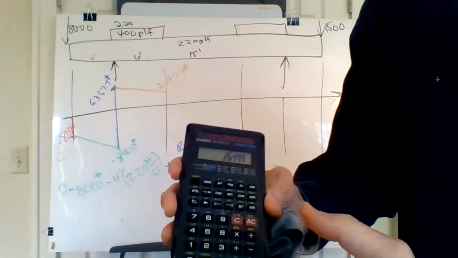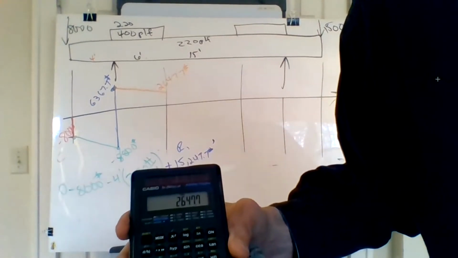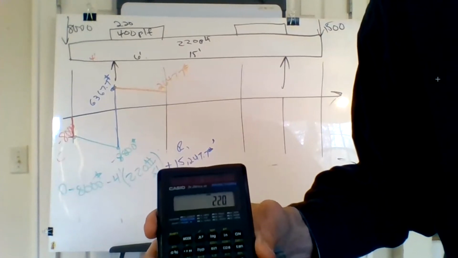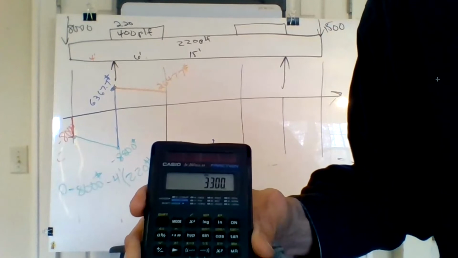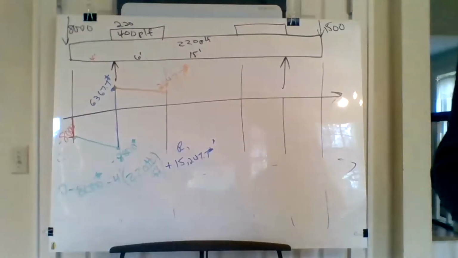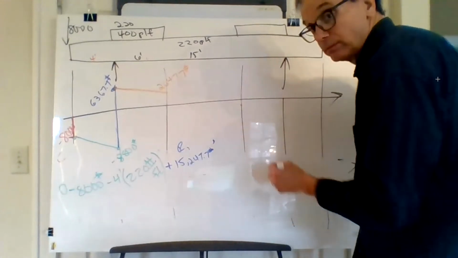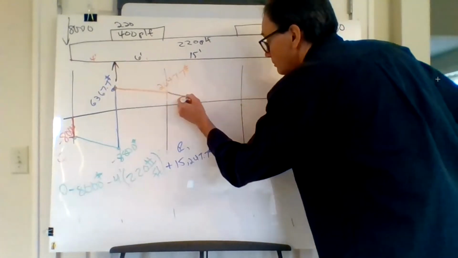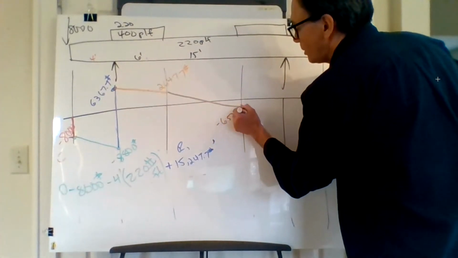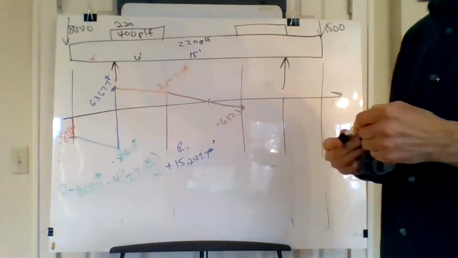So that number, I'm going to drop minus left parentheses 15 times 220 right parentheses equals. And it's minus 652.3. This is not to scale. Minus 652.3 pounds. Okay. And at some point, we've got to figure that out. We talked about that earlier.